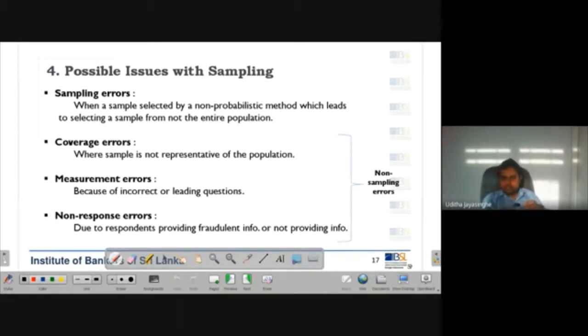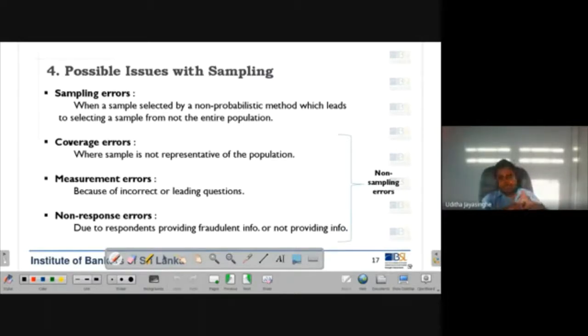Coverage error, where a sample is not representative of the population. That means something like you go to a village and then do a sampling on a particular voting pattern, and that entire village is biased to one particular candidate. So in that instance, that particular area is not going to cover the entire population. There are many other population fractions geographically dispersed, but they are not being taken into that particular sample, that particular village. So the coverage error is when the sample is not representative of the entire population.